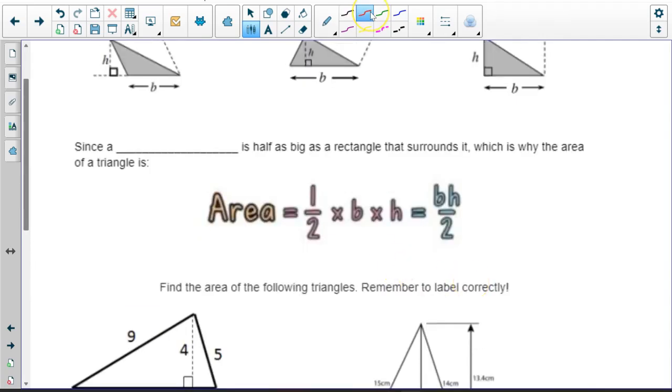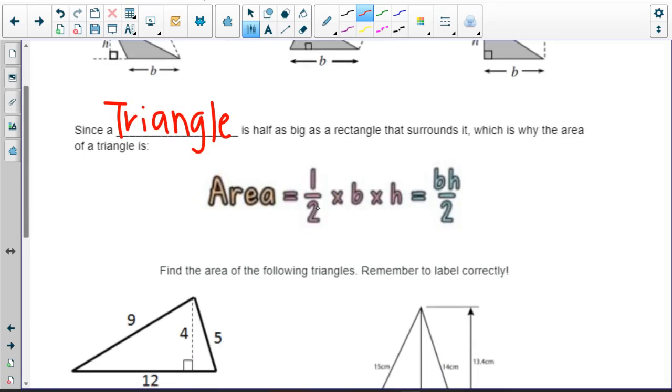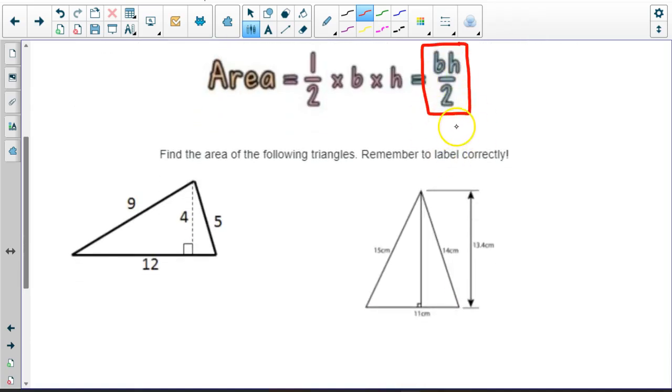So, since a triangle is half as big as a rectangle that surrounds it, we use the formula base times height divided by 2. If I take a rectangle or a parallelogram and cut it in half, I end up with 2 triangles. So if I want to know the area of just one of them, I'd find the area of my rectangle, base times height, and then cut that in half, which is either multiplying by a half or dividing by 2. This is the most common way you'll see it written: base times height divided by 2 is our formula.